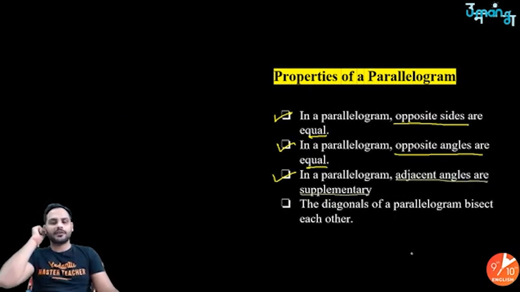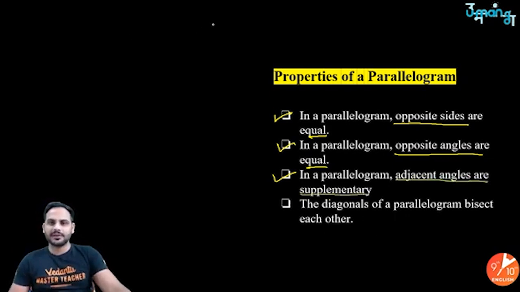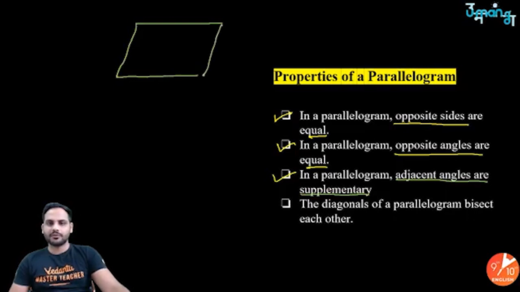And diagonals of a parallelogram bisect each other. So diagonals of a parallelogram bisect each other. How do you prove it? Bahut easy hai beta. But till now, whatever properties we have known, suppose ABCD is a parallelogram. So draw both the diagonals.